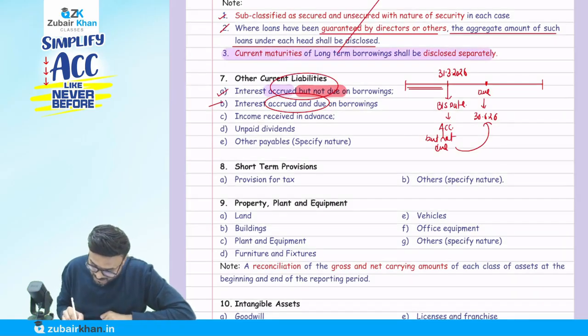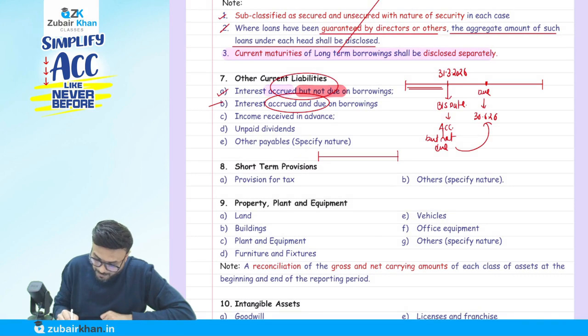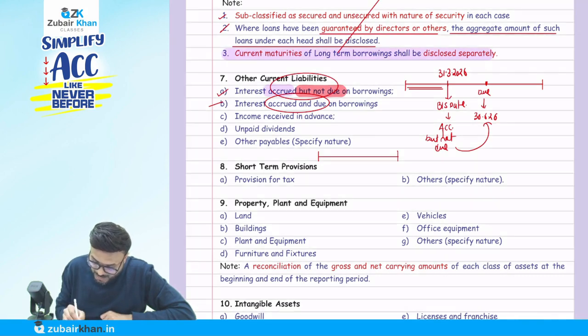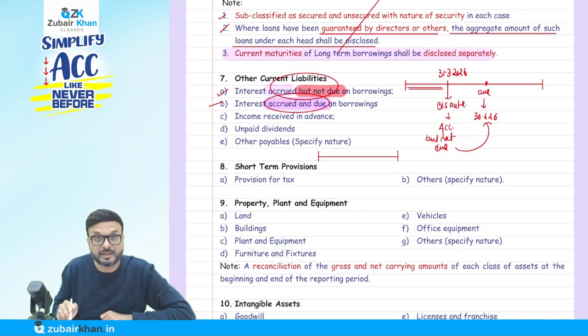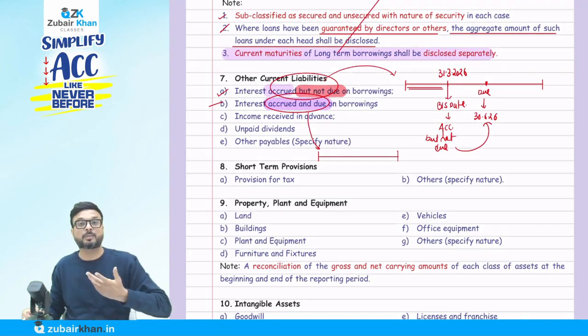What does it mean here? Accrued and due, both of them. I'm saying that now. Accrued and due, both of them. What does it mean now? Okay, this is an example, and I am giving it here. Now understand what accrued but not due is.